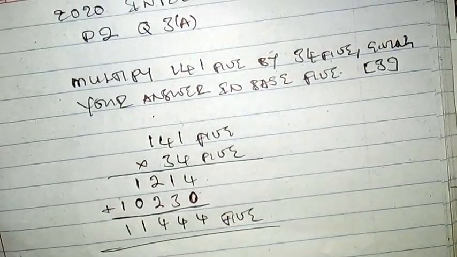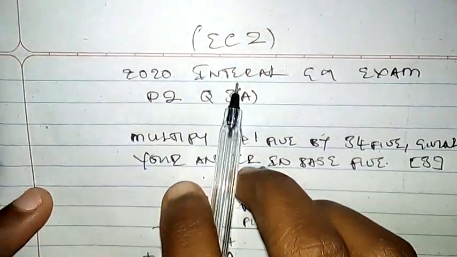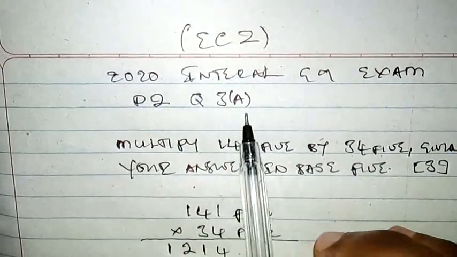Let us solve this question. As you can see, we were solving this question in the previous video. 2020 internal, for the internal candidates, those that write at the end of the year. That's what I mean by internal.